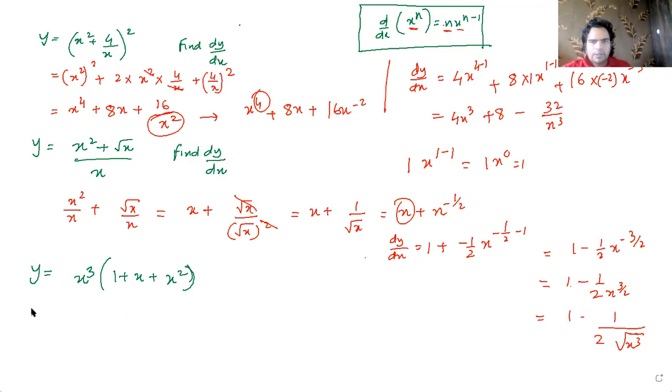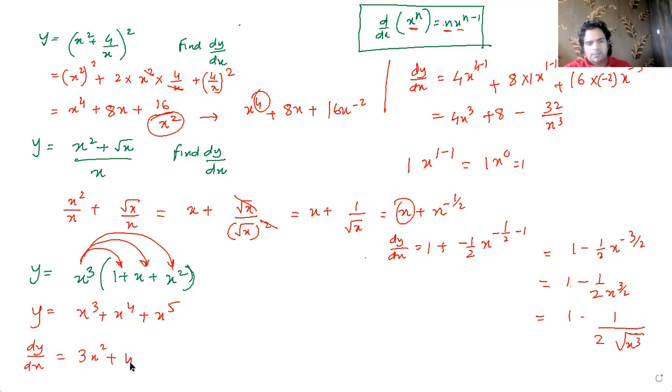Now the third one is when you have y equals x cubed times 1 plus x squared, you would like to open it up. So it'll become x cubed plus x to the power 4 plus x to the power 5. When you open this up, x cubed times 1 is x cubed, times x is x to the power 4, x cubed times x squared is x to the power 5. Now dy by dx here is 3x squared plus 4x cubed plus 5x to the power 4. So that's the derivative of basic questions based on this formula logic.